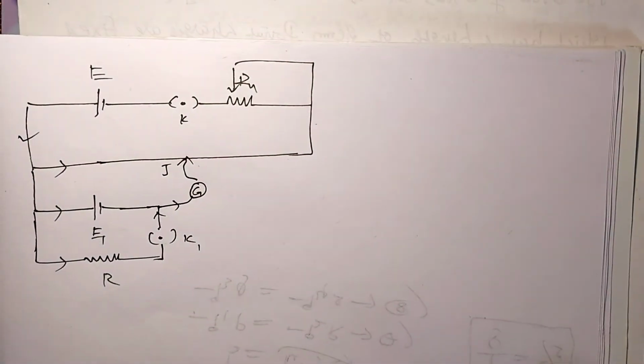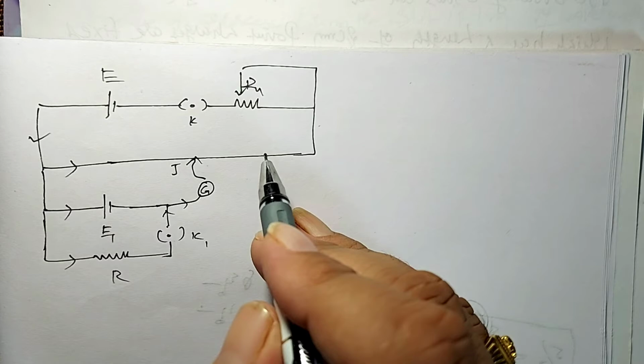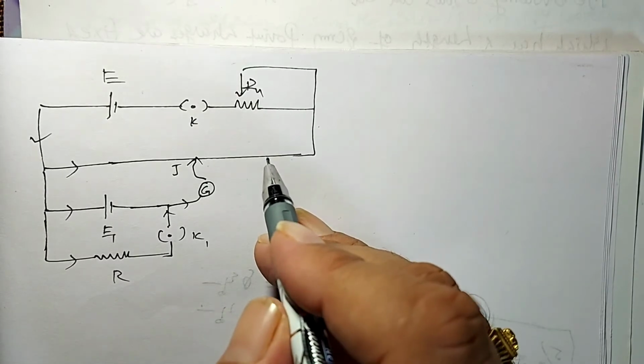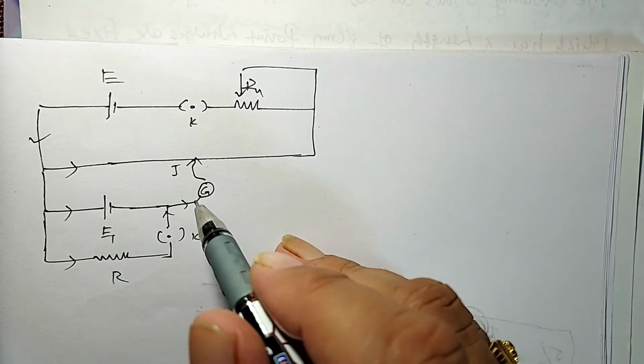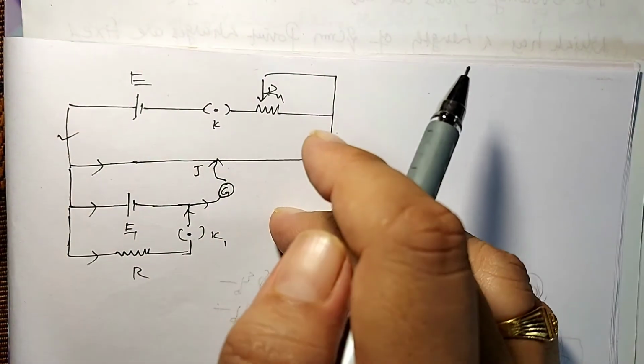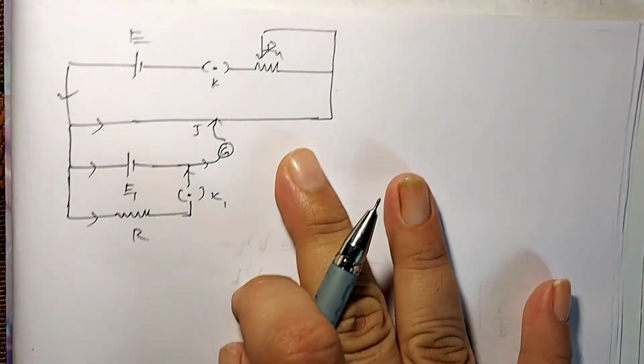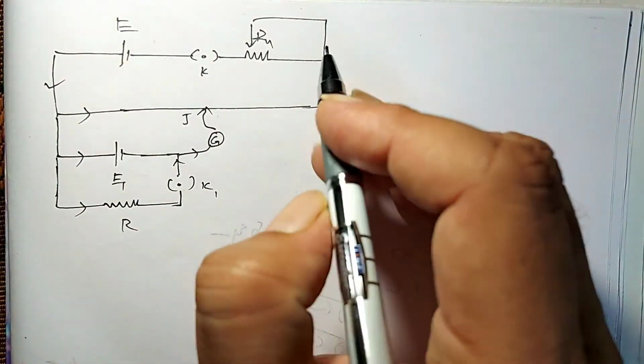Okay, now we are going to discuss a second application. What is the second application? Using the potentiometer, how you can find out the internal resistance of a given cell. Right. Let us find out how.